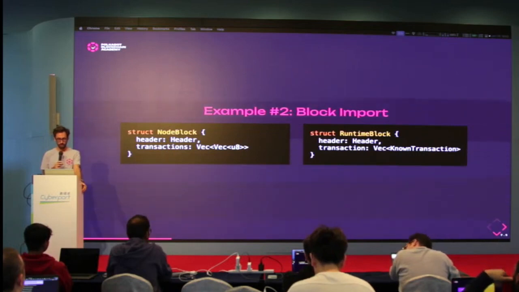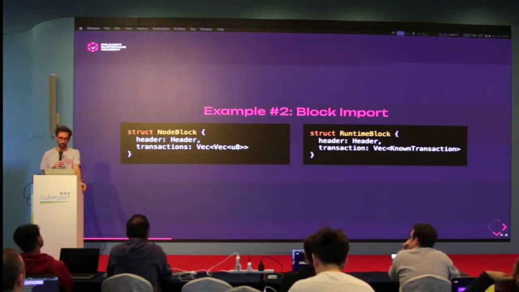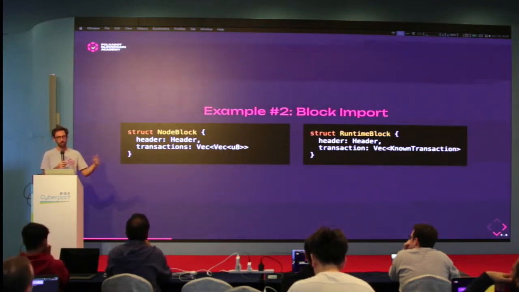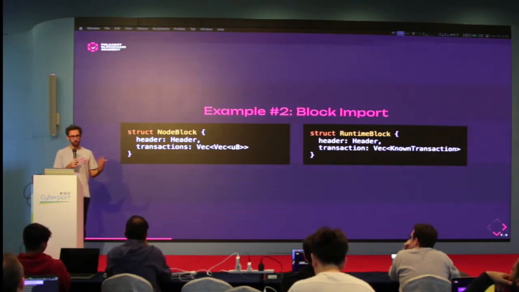What I'm trying to convey is that the data structure representing the block on the node side has some transactions, but it's a vector of bytes that I just really don't know what to do with. Whereas when on the runtime side we are about to execute the block, it could also be the same data. We would actually be able to then decode those bytes into a known transaction type and execute them.